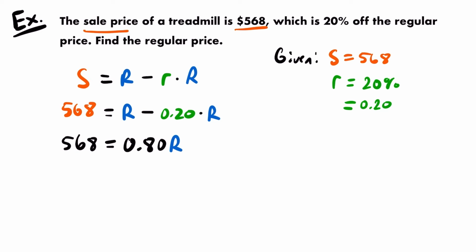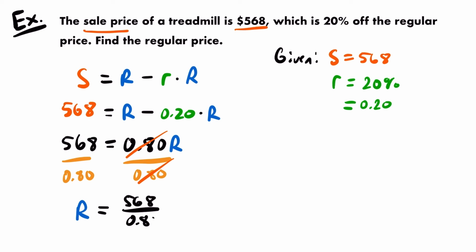And now by doing that, we no longer have two r's to worry about, we just have one. So now we can isolate it and solve for that regular price. All that's left to do is get rid of that coefficient of r, which is 0.80. So what we can do is divide both sides of the equation by that value, and we will have solved for the regular price. So let's do that here. Let's divide both sides by 0.80. 0.80 divided by itself will cancel out. It will just be equal to 1. So 1 times r is r, and then r will be equal to 568 divided by 0.80.